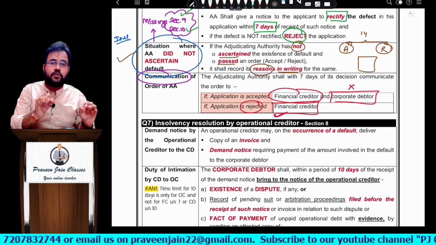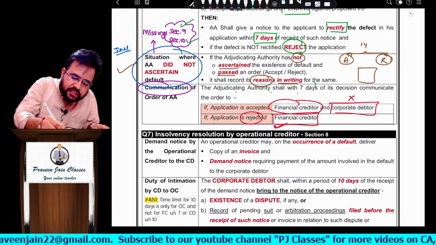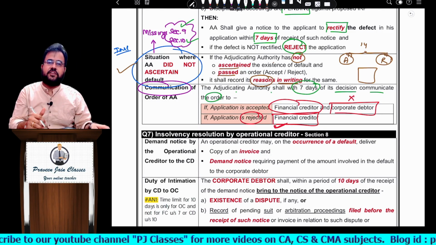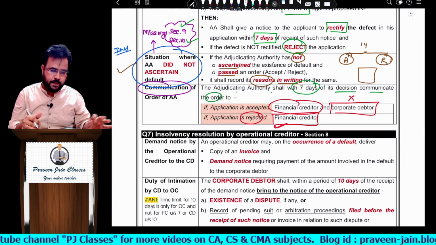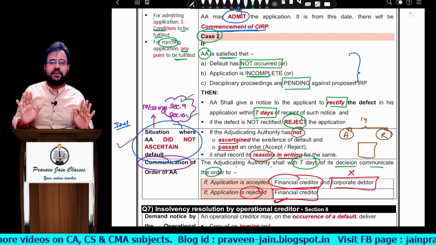Okay, so this is one small point you have to understand. And within how many days? The adjudicating authority shall within 7 days of its decision communicate the order to whom, sir? This is how it is, sir. I hope up to here things are clear, sir. So what are the points we have understood, sir?